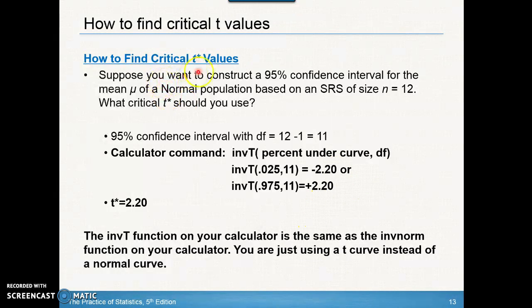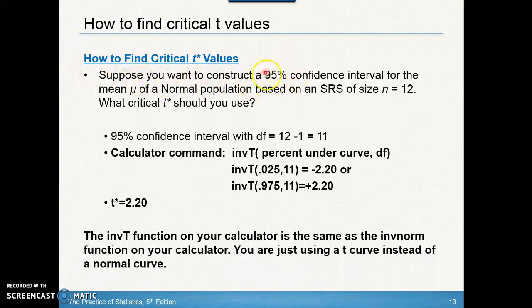Okay, so how do I find critical t-values if every single solitary curve is different? Well, it's actually pretty easy. It's the same that you did with your normal curve. You're just going to tell your calculator, hey, we now have different t-curves, so you have to tell your calculator what degrees of freedom or what t-curve to actually look at.